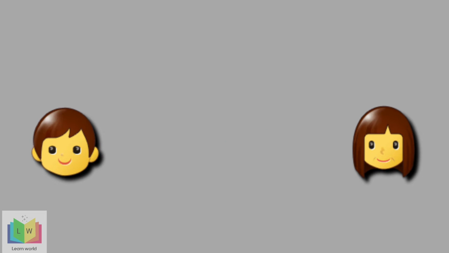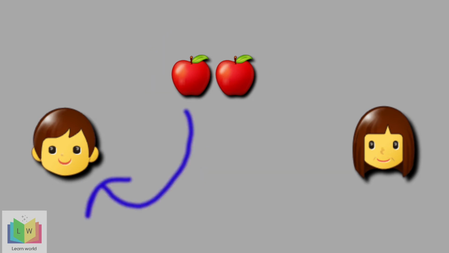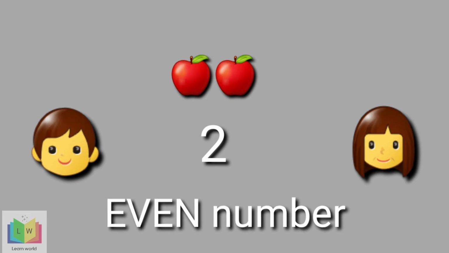Now let's take 2 apples and how will you share them equally for a boy and a girl? You can give 1 apple to a boy and 1 apple to a girl. That means we divided equally. So here no apple is left out. Here we divided equally. So here 1, 2. Number 2 is an even number.